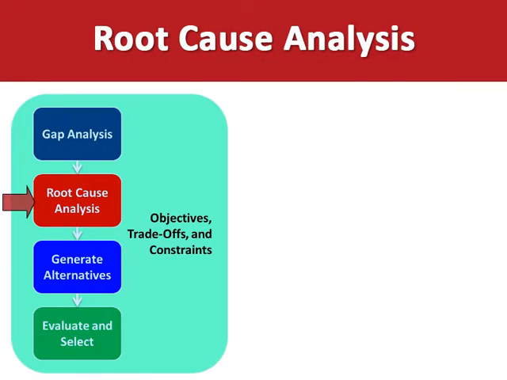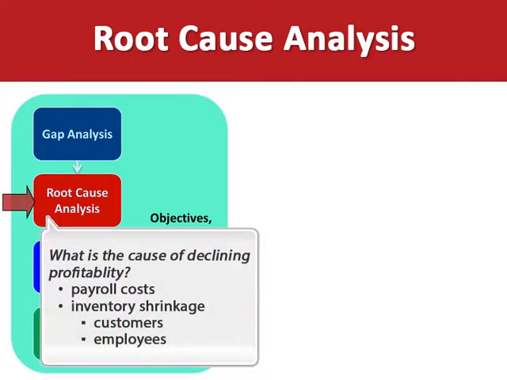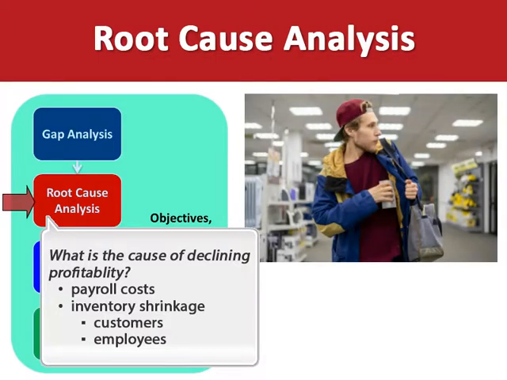So going back to Doug's example, he's got a gap in profitability. What could be causing this? Well, it could be his cost structure, perhaps. His payroll costs have gone up. Another hypothesis is that it's due to theft, what they call inventory shrinkage. But even within that, there are different types of theft. There could be theft by customers through, for example, shoplifting, but there also can be employee-based theft.